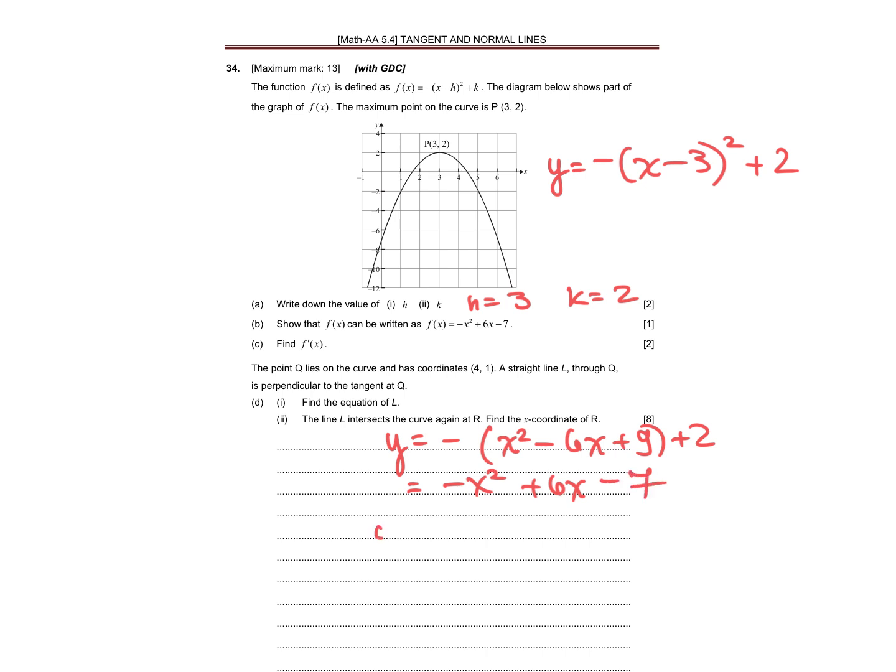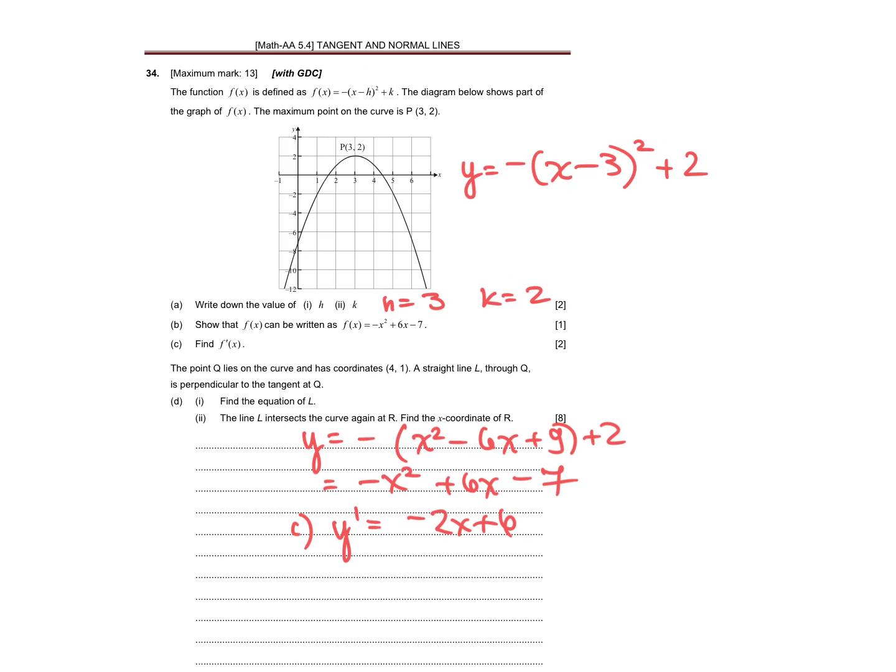Now c, the derivative is negative 2x plus 6. The point Q lies on the curve and has coordinates (4, 1). So that's that. A straight line L through Q is perpendicular to the tangent. So what?